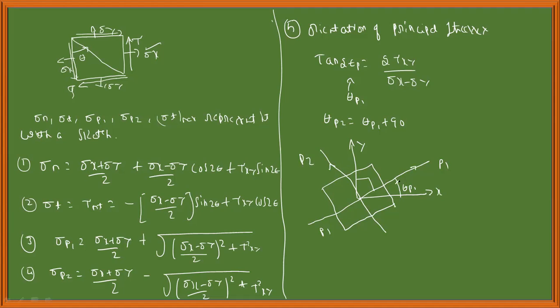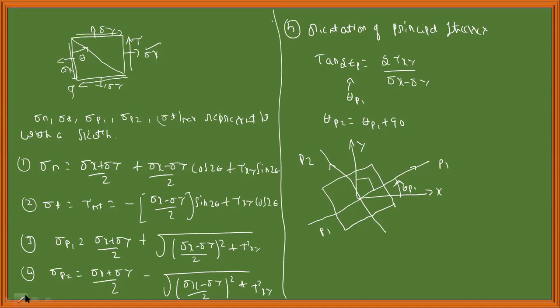This angle plus this angle, this angle plus this angle. So with reference to the x-axis, we always shift. This angle plus this angle is my p2. It implies that.